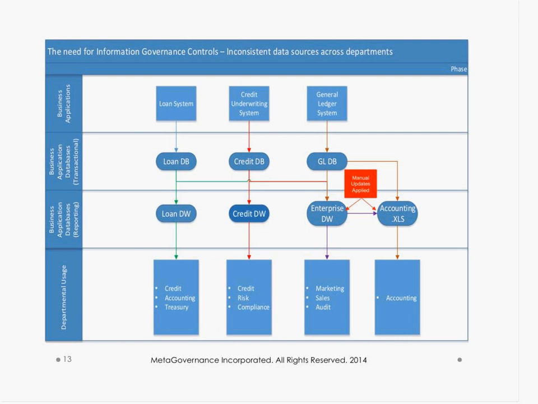Here, just as an example, I'm trying to show department use. So credit, accounting, and treasury get it from loans. Credit risk and compliance get it from credit. Sales and audit get it from the warehouse, and accounting uses their spreadsheets for the data. So accounting gets the data both from the loan system and from the spreadsheet. Now, there you go. I have been working in this field for 20-plus years, and I've never seen something other than this. This is the norm.